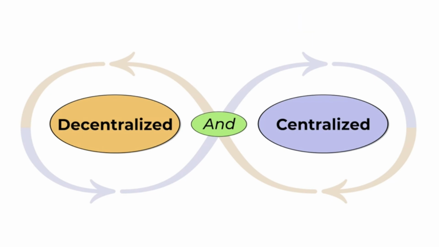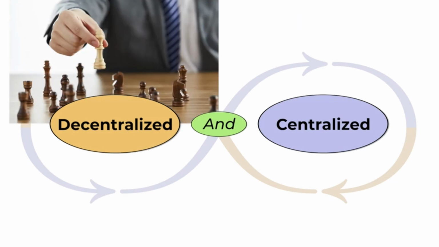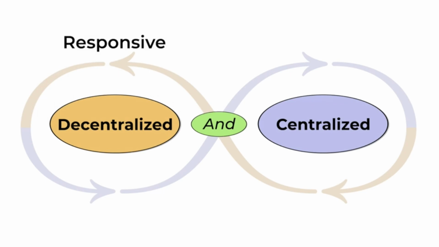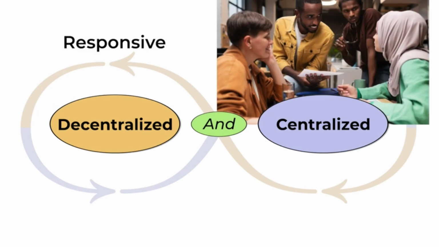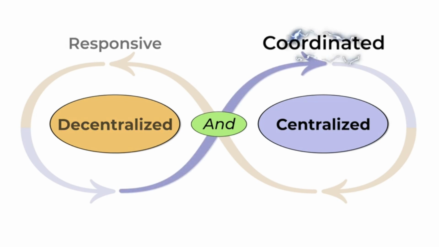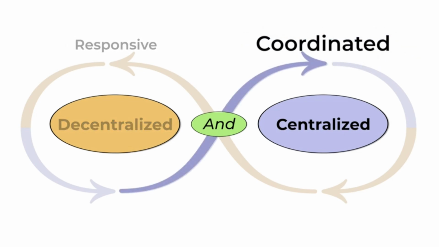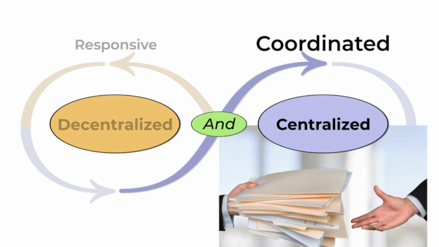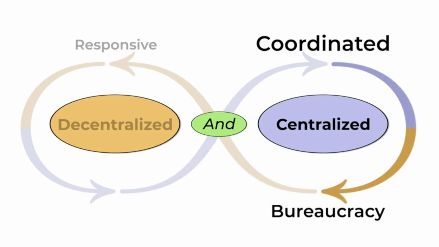One upside of decentralization is responsiveness. One upside of centralization is coordination. Each pole also has a downside that occurs when you start to lose the benefit of the other pole. When an organization overfocuses on coordination to the neglect of responsiveness, it becomes vulnerable to bureaucratic bottlenecks. The natural self-correction is to become more responsive.